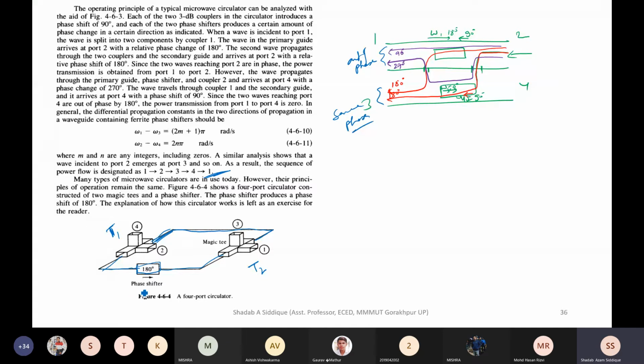This phase shifter gives a 180-degree phase shift in this direction, but in the backward direction it is 0-degree phase shift. Now you can see how this works. This is port 1, this is port 2, and this is port 3, port 4. These two ports are called the collinear arms, this port is called the H arm, and this is called the E arm.